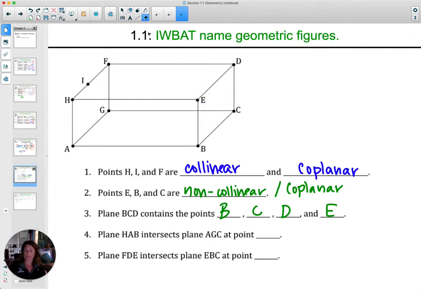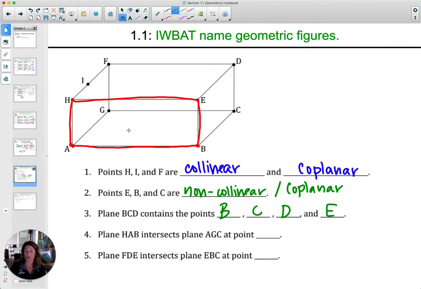This next one's asking about an intersection of 2 planes. So let's take a look at plane H, A, B. So remember, a plane is like a piece of paper or a wall. So I'll connect those, and then they're also on the same plane as this front panel. So this whole front panel of the box. And then we want to look at A, G, C. So here's A, G, and C. That's this bottom panel.